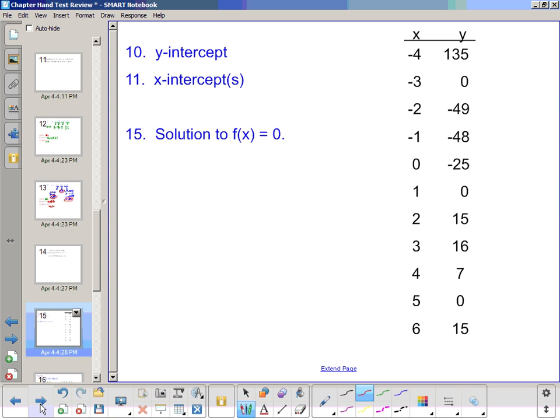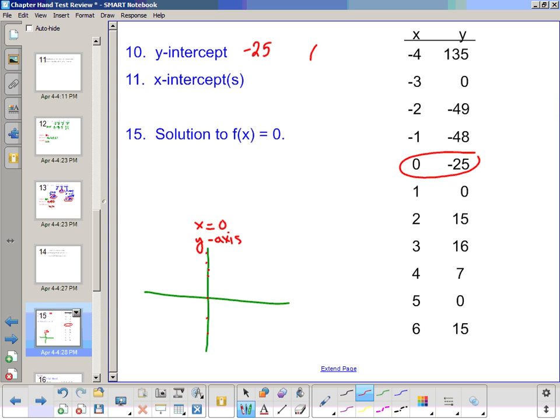So first of all, for the y-intercept, you know that for any graph to intersect the y-axis, any point on the y-axis, x has to equal 0. So for the y-intercept, we're looking for where x equals 0, and there we have it. I usually say the y-intercept is negative 25. I've noticed some students like to give the actual coordinate point of 0, negative 25.